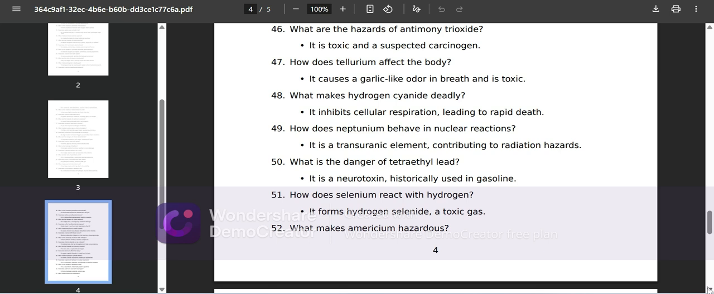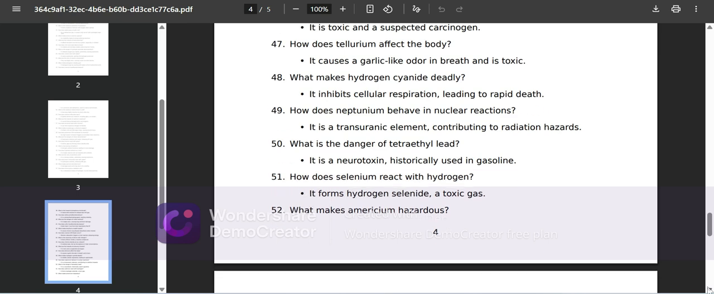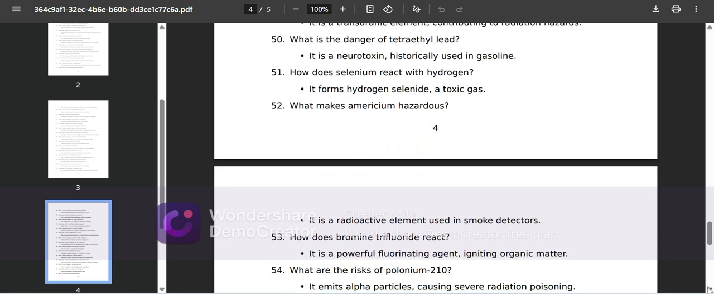What is the danger of tetraethyl lead? It is a neurotoxin historically used in gasoline. How does selenium react with hydrogen? It forms hydrogen selenide, a toxic gas.